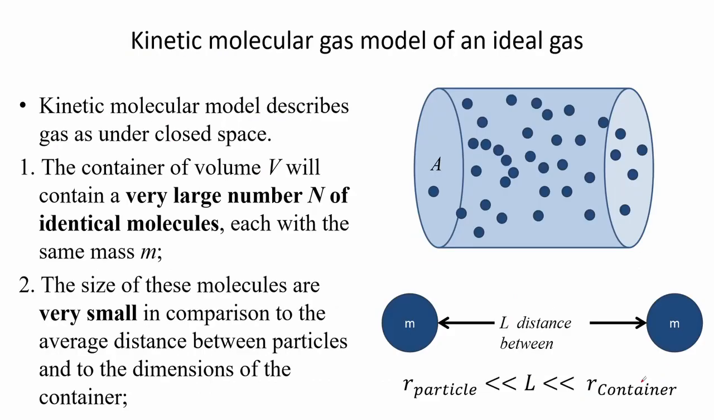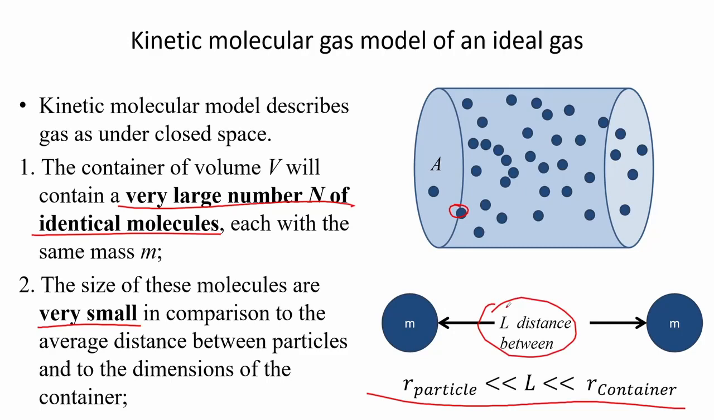Kinetic molecular model of an ideal gas describes a gas in a closed space. Number 1, the container of volume V will contain a very large number N of identical molecules, each with the same mass m. We see them here represented by the dark blue circles. The size of these particles is exaggerated for visual purposes. Number 2, the size of these molecules is very small in comparison to the average distance between particles and to the dimensions of the container. We write it as: the radius of the particle is much less than the distance between particles and much less than the radius of the container.